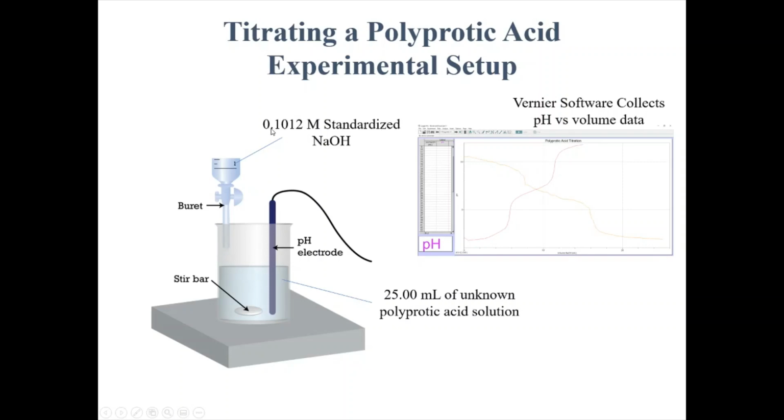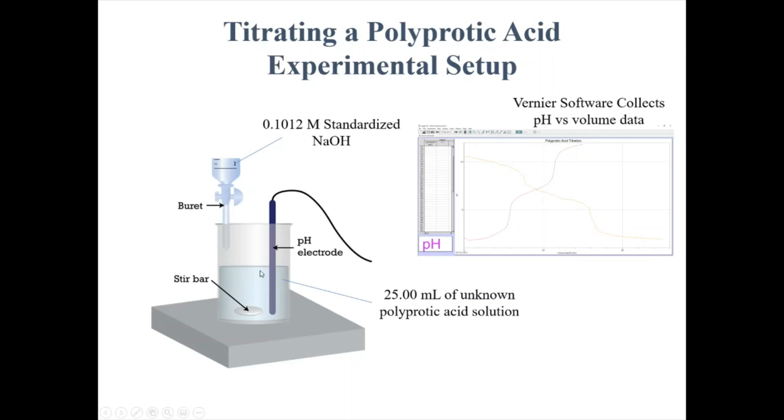In this experiment, the base concentration that you're going to use is 0.1012 molar. The virtual students that did this experiment last year, the data that we're sending you was done last year by students. Their concentration of base was 0.1012 molar NaOH, and they used exactly 25.00 mL of the unknown polyprotic acid solution.